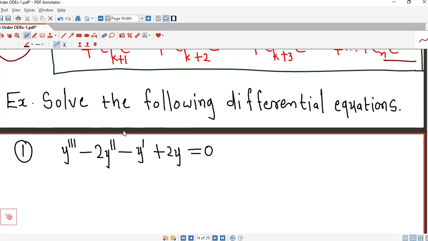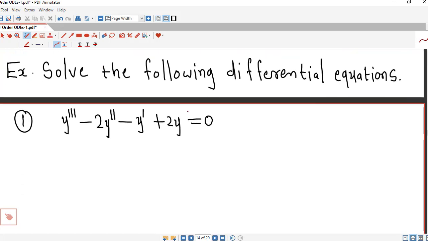So we understand with the help of an example. Solve the following differential equation: y triple dash minus 2y double dash minus y dash plus 2y equal to 0. So this is a third order homogeneous linear differential equation. First we write its auxiliary equation.